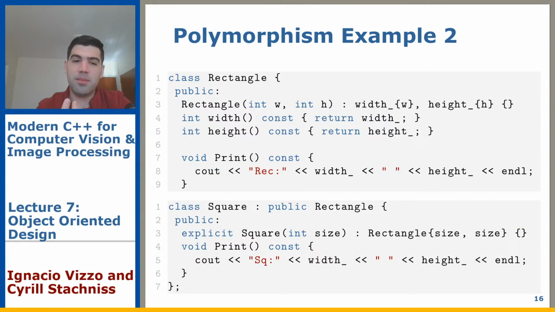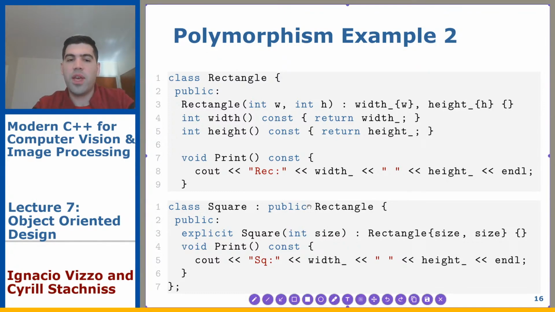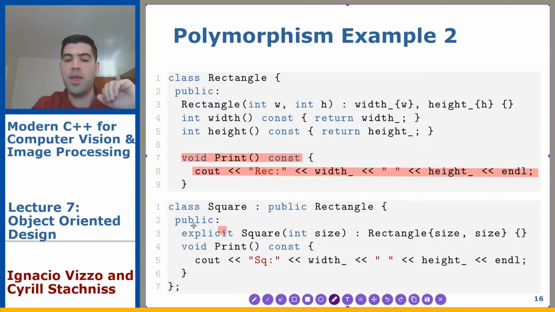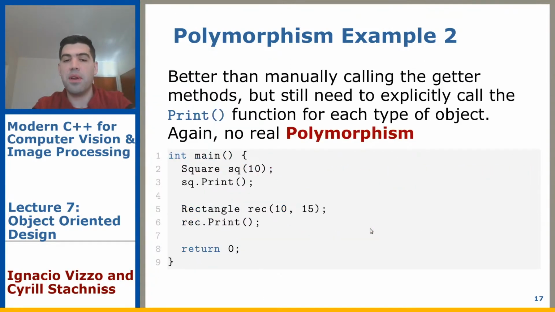Then there's another example. You say, okay, I want to improve my code, how can I do this better? Then you say, okay, on the class rectangle, I will define a new member function, not virtual, a normal one, just a function within the class. And then I will print this. And in the square, I will also define a member function and provide a different implementation. So far, nothing new. This is better than manually calling the getter methods like we did in example number 1, but this still needs to explicitly call the print function.